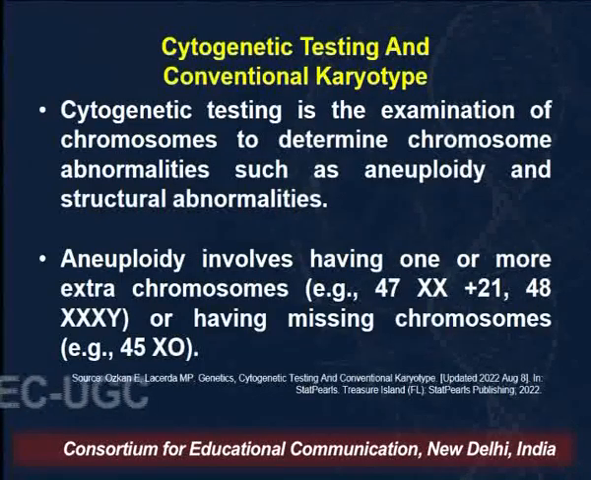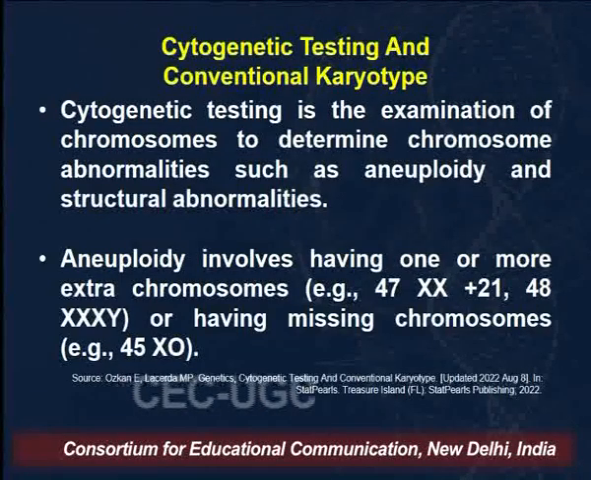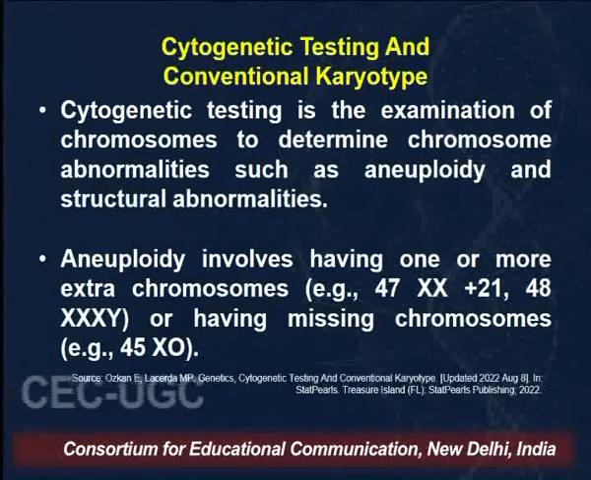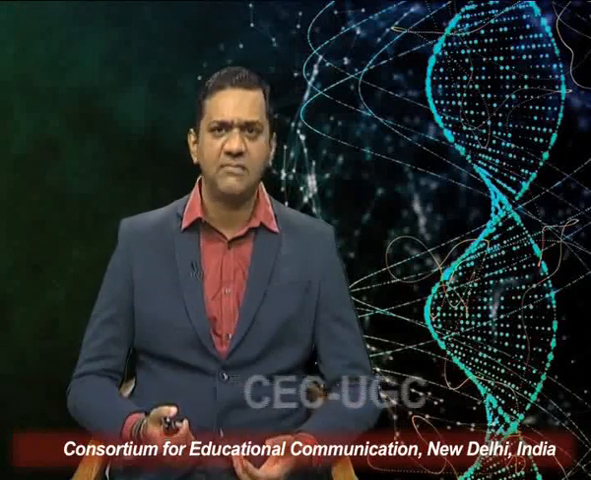Now, cytogenetic testing or conventional karyotyping is a very important technique for understanding what abnormalities are present within these chromosomes. Cytogenetic testing helps scientists to examine the chromosomes and determine whether there is any kind of chromosomal abnormality, such as aneuploidy or structural abnormalities.